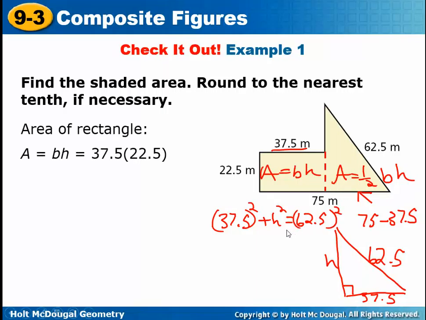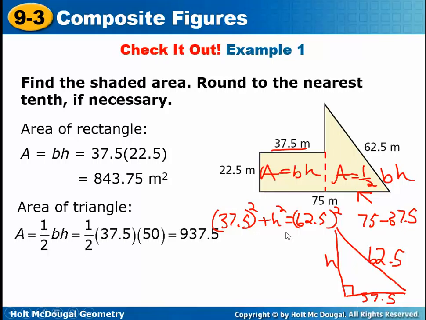All right, so the rectangle part is easy enough to do. That one's 843.75. To do the triangle, we have to find the height first. So 62.5 squared, 65.25 squared is 3906.25, and 37.5 squared is 1406.25.